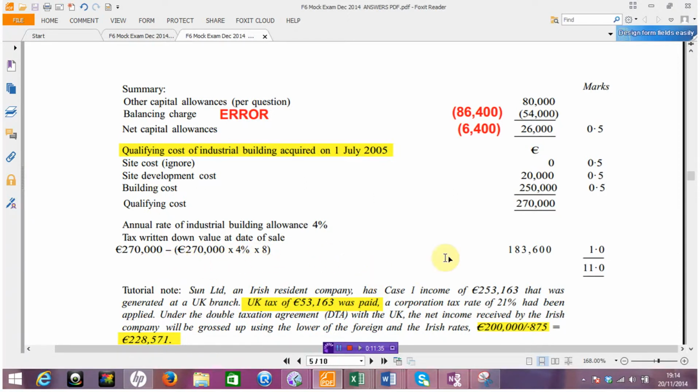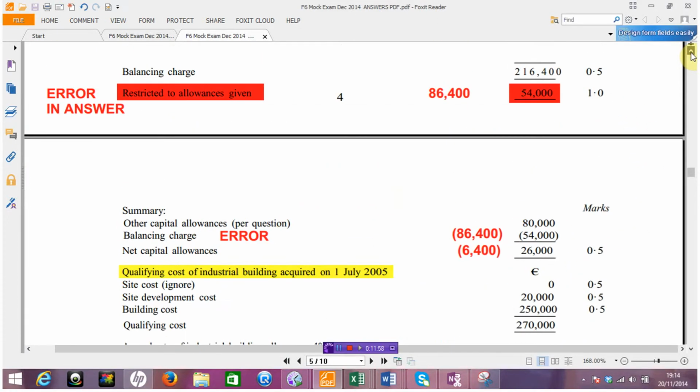So if our starting point was 270, as mentioned above, and we have 8 years at 4%, then in effect the difference is going to be the tax written down value of 183,600. And obviously, if we take one away from another, you'll see the figure of 86,400 above. Okay, so that's where that figure of 183,600 comes from.